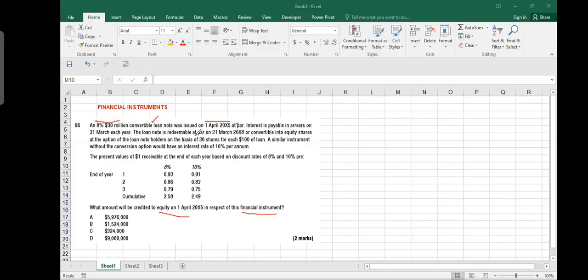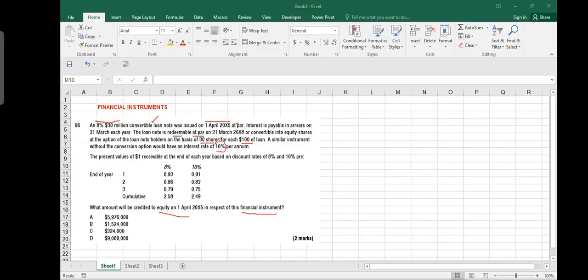The loan note is redeemable at par, which means if it is a $100 issue price, when you convert it to cash, you will again give $100. Sometimes they say redeemable at a premium, which means that you take 100 but you return 110. But we are taking 100 and returning 100 on 31st March 2008, which means 2006, 7, 8, it is a 3 year thing. Or convertible into equity shares at the option of the loan note holders on the basis of 30 shares for each $100 loan. A similar instrument without the conversion option would have an interest rate of 10%.